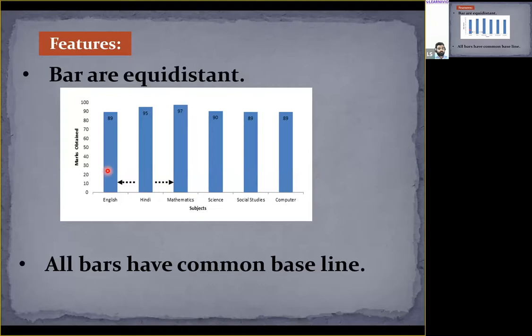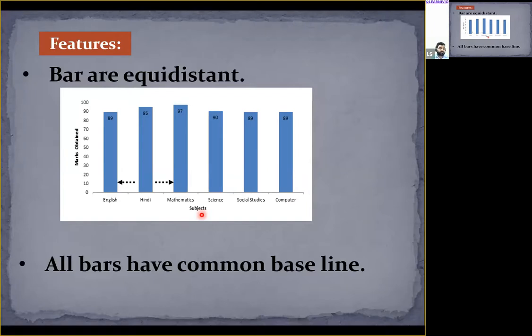One last feature of the bar diagram is that all bars have a common baseline. This is the baseline. Basically, we draw each bar on the basis of the subject, so the baseline for drawing every bar is always the same. It cannot happen that you start making the bar diagram on the basis of subject and then switch to production. You will always be making the bar diagram on the common baseline only. Is that clear to all of you?